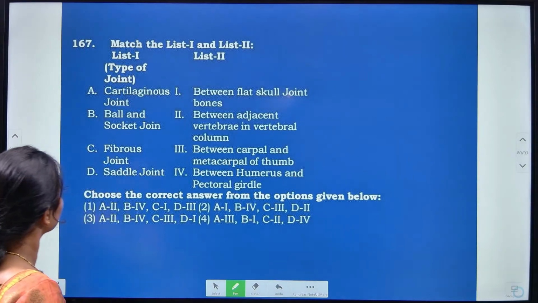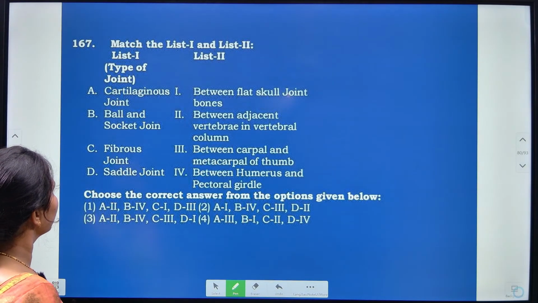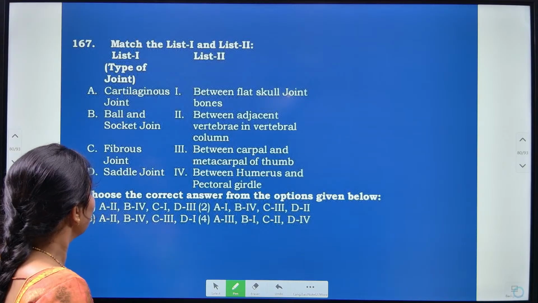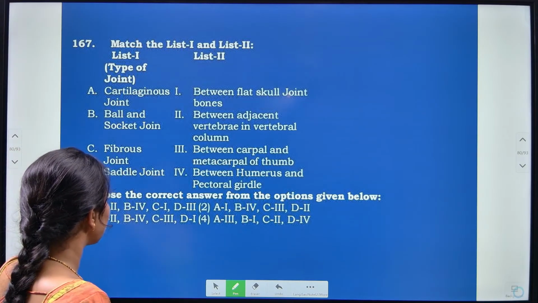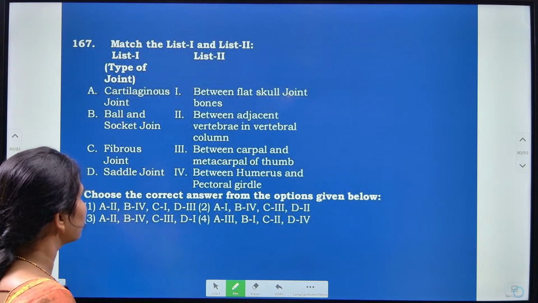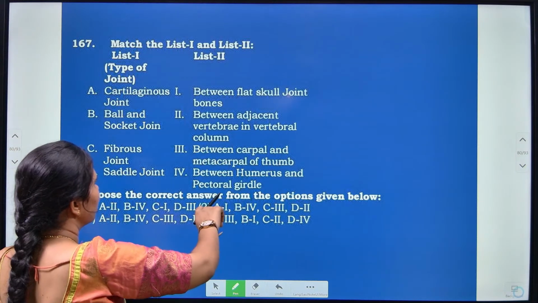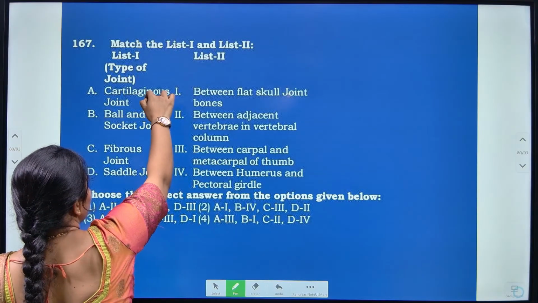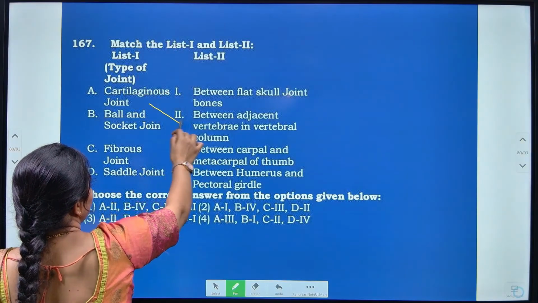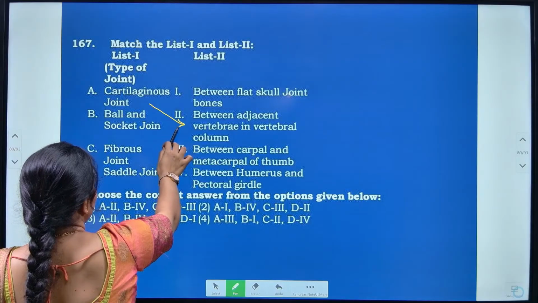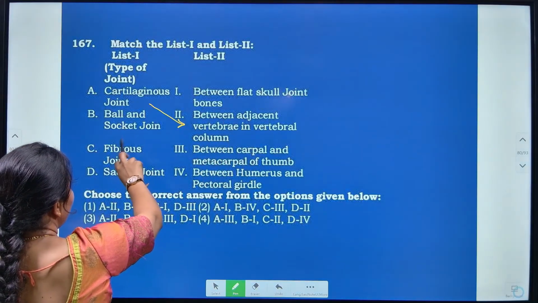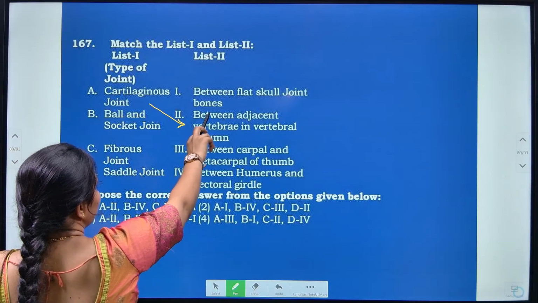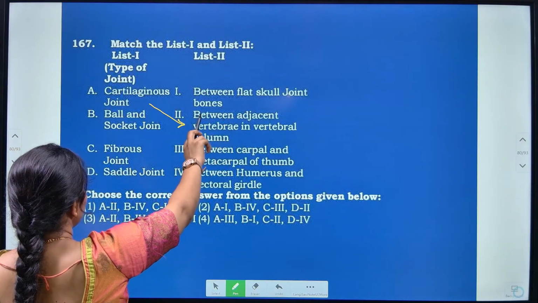Next question. Match the following: cartilaginous joint, ball and socket joint, fibrous joint, and saddle joint. Cartilaginous joints are present between what? Between the adjacent vertebrae of the vertebral column. So A matches with 2. Next one is the ball and socket joint, that is between the humerus and the pectoral girdle.